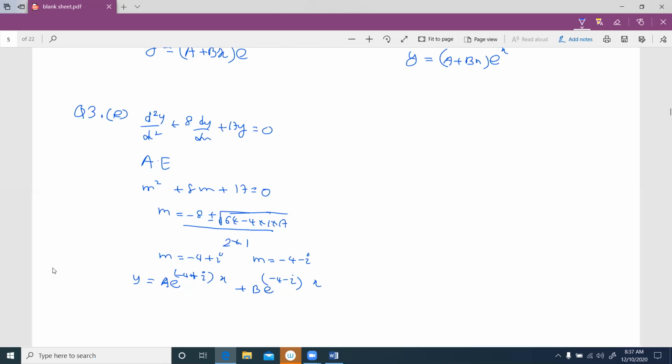So from this equation, you can write y equals, this is the real part, so you can say e to the power minus 4x outside. And for the other part, e to the power ix is the answer for that.